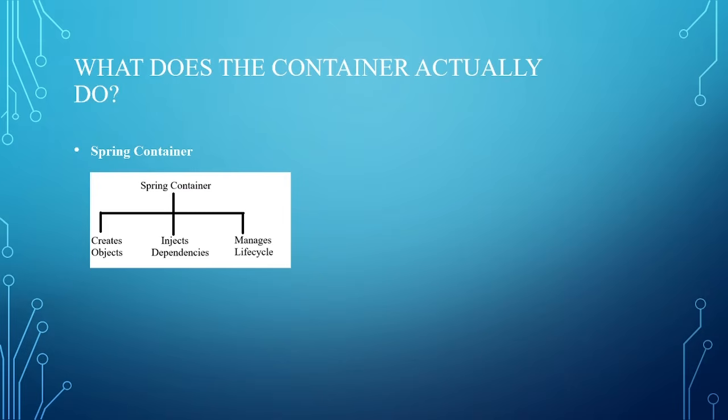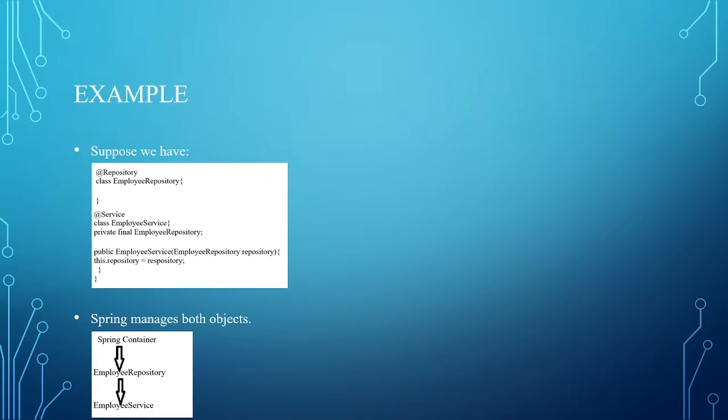The container is not simply an object factory; it performs several responsibilities. It creates the required objects, connects their dependencies, and manages those objects throughout their life cycle. So the container is responsible for much more than just creating an object. Here we have two classes. EmployeeRepository is marked with @Repository, and EmployeeService is marked with @Service. Spring can detect these classes and create the objects for them. The container also understands that the EmployeeService needs the EmployeeRepository and can provide that dependency.